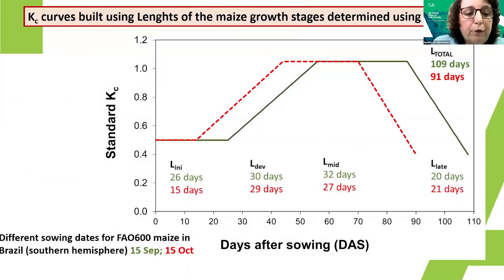So here is an example for maize cropped in the southern hemisphere, in Brazil, with two different sowing dates, one on 15 September and the other on 15 October. And you can see it's very obvious that you will have a different crop cycle when you sow on different dates.